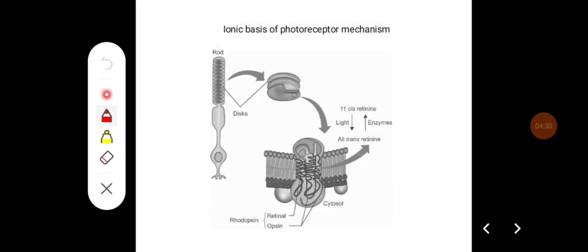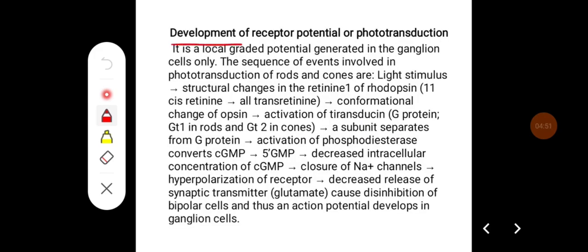So here you can see in the disc, when light falls on cis retinal from rhodopsin, it gets converted into transretinal and it gets activated. It is going to activate and help in the production of generator potential in the rod or cone. Development of receptor potential or phototransduction is a local graded potential generated in the ganglion cells only.